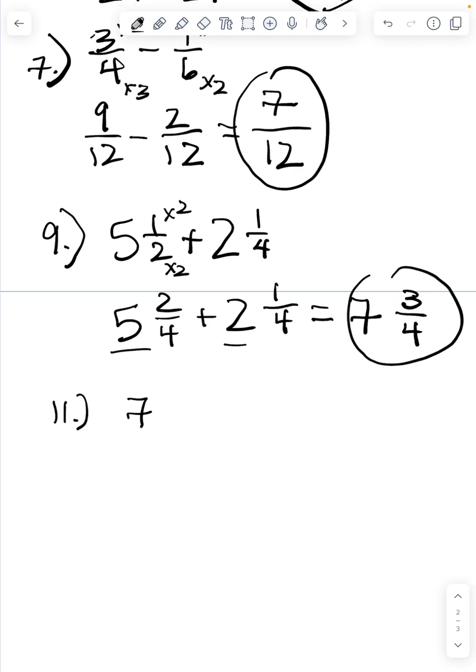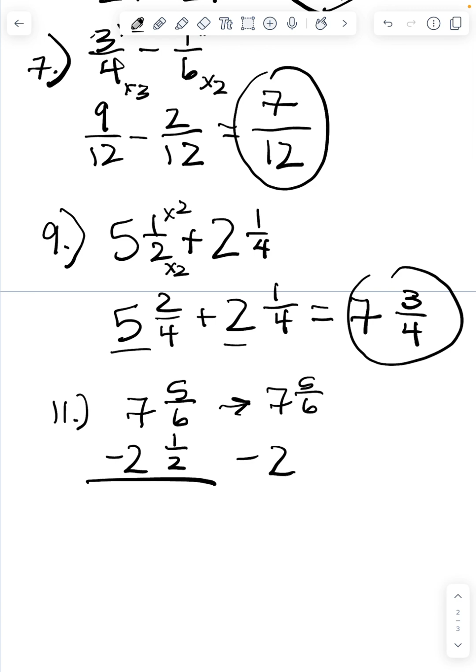Number 11. Okay, because this is subtraction, I'm going to set it up with the first number on the top and the second number on the bottom. And then I'm going to work on getting common denominators. So it's going to be 6. So that means this one's going to stay the same. It already has a denominator of 6. In order to get 1/2 to 6, I'll multiply both the top and the bottom by 3. And now I'm going to subtract.